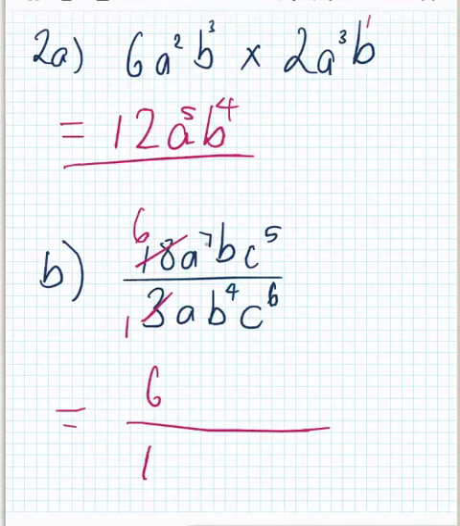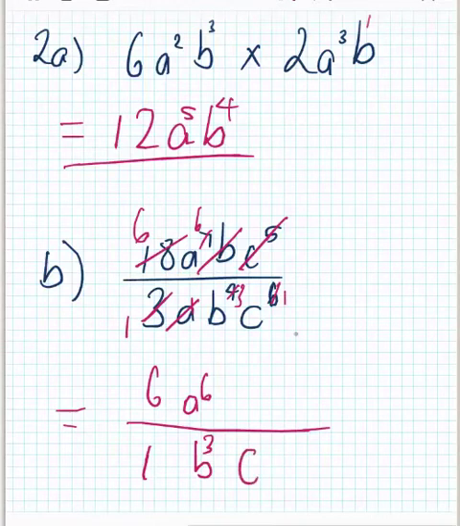Now, 7a's on top, 1 on the bottom. Smallest amount is gone. 7 take away 1 is 6. So I've got a to the power of 6 on top. I've got 1b on top and 4 on the bottom. That's gone. 4 take away 1 is just 3. So b to the power of 3 is on bottom. And 5c is on top and 6 on the bottom. Smallest amount is gone. And 6 take away 5 is just 1. So c on the bottom. And that should have been your answer. This one can be invisible.